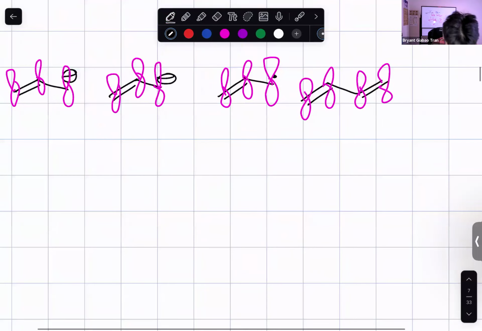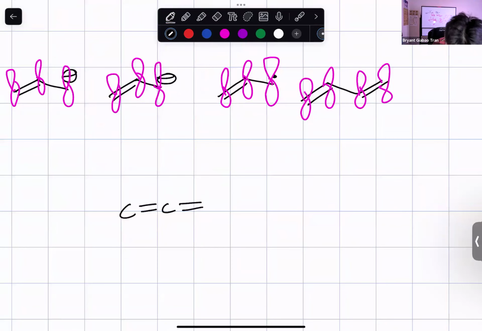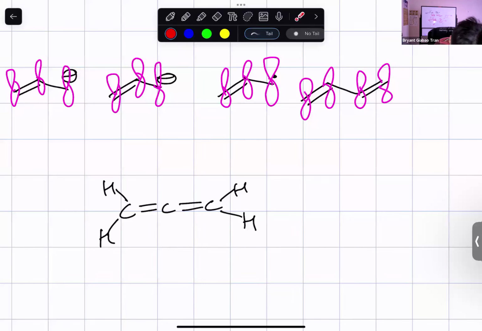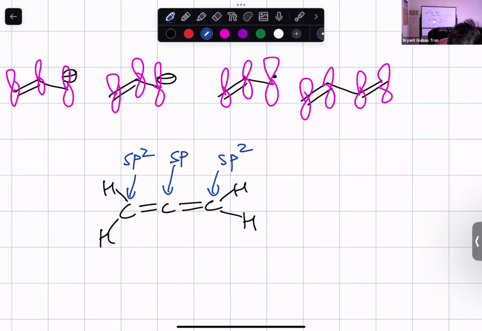And the exception of that might be an allene or an accumulated diene like this, right? Because since this carbon here has 3 bonding groups, that carbon there is sp2, this carbon is sp2, but the carbon in the middle is sp hybridized, right? The reason why is because the carbon in the middle has 2 bonding groups, making that sp.